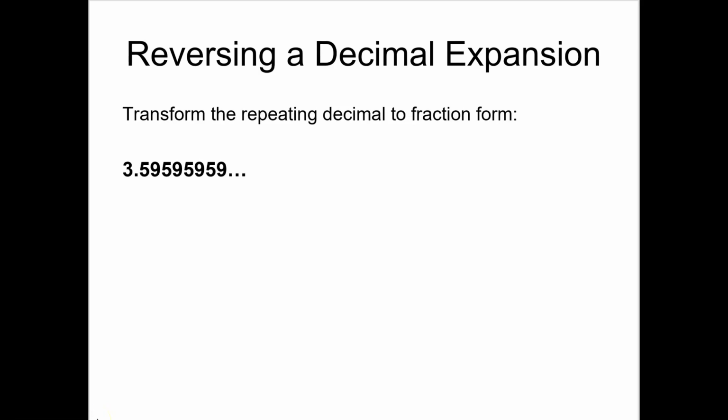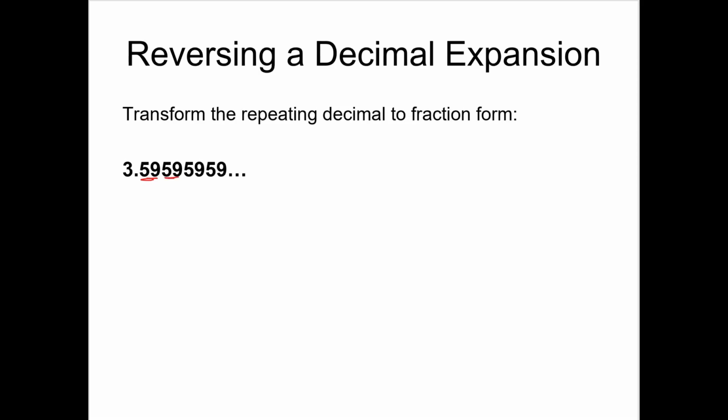All right, we are going to reverse a decimal expansion, and this can be a little bit tricky, so stick with me, rewatch this as many times as you need to. So I want to turn this decimal into a fraction. So first I'm going to find, okay, where is it repeating, right? Where do I see the pattern repeating? And it starts repeating right here, 0.59, 0.59.